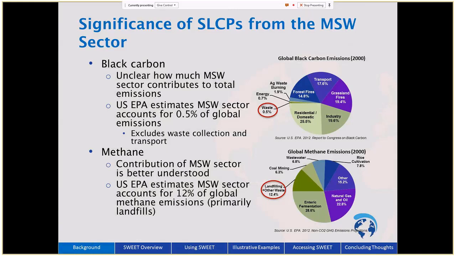So presumably the waste sector accounts for more than 0.5% of global black carbon emissions, but again, it's very uncertain. With methane, the contribution of the waste sector is better understood. The EPA estimates that the waste sector accounts for approximately 12% of global methane emissions. This primarily comes from landfills and dump sites, which represent the third most significant anthropogenic, so man-made, source of methane emissions globally.